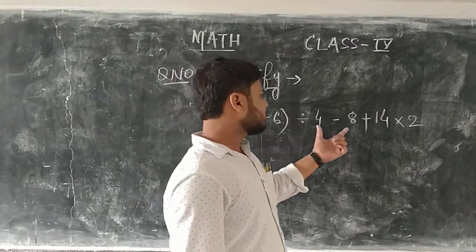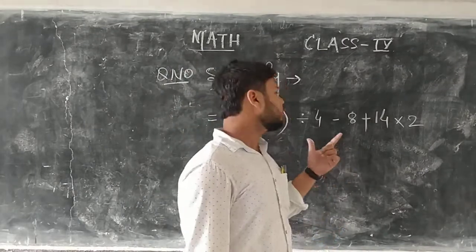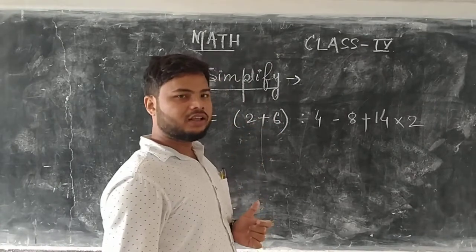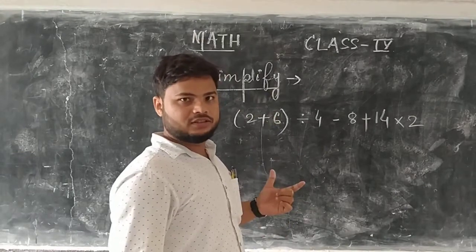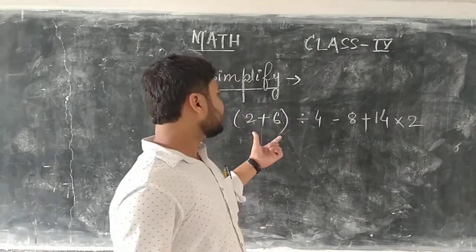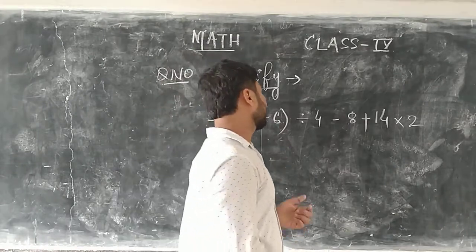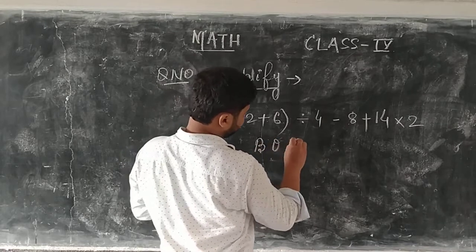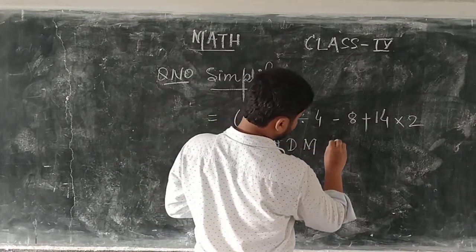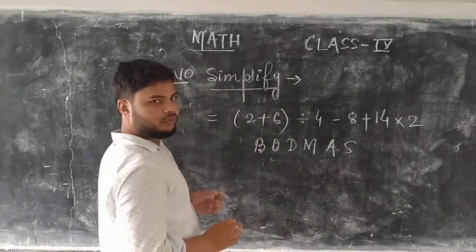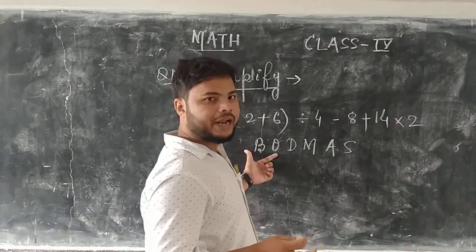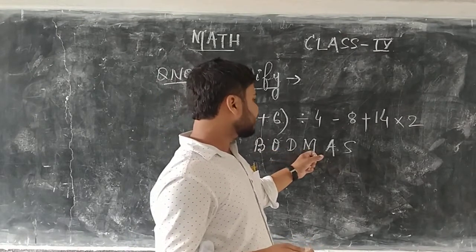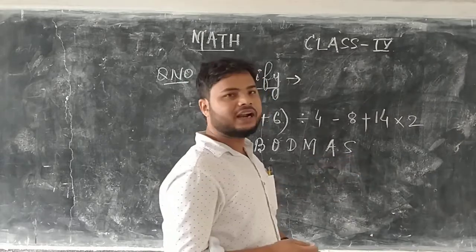How do we work on this question? Now let us try to solve and simplify this question. According to BODMAS, we will simplify it. As we know in BODMAS, we will work first on bracket, after that of, after that division, after that multiplication, after that addition, and at last subtraction.